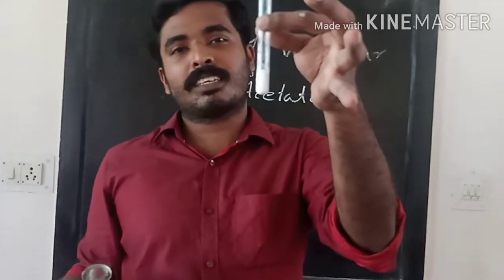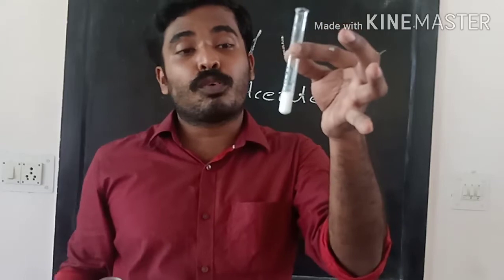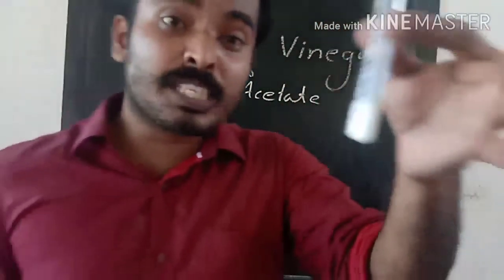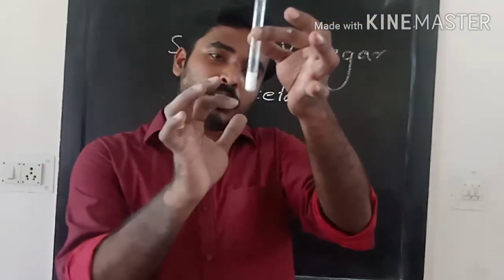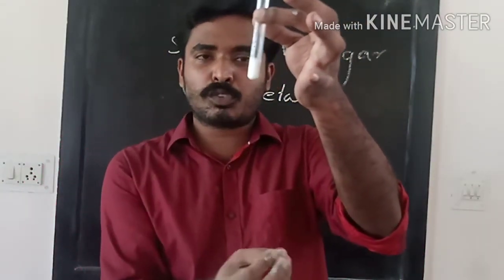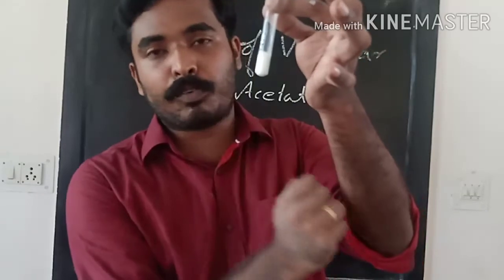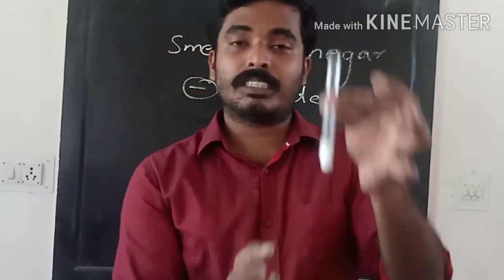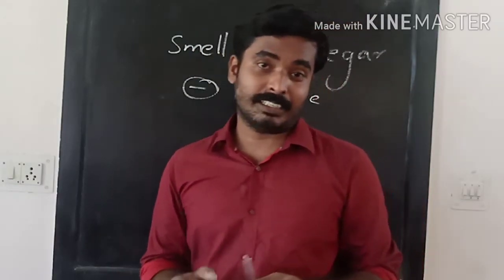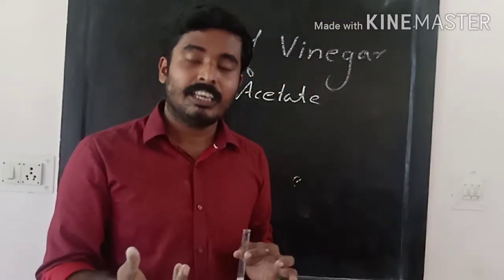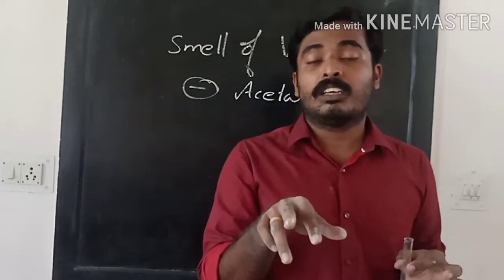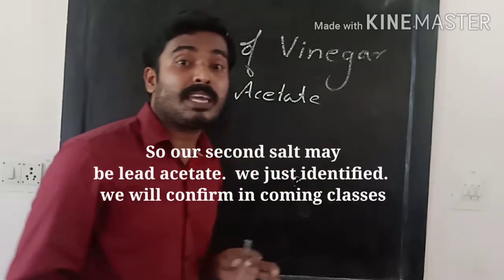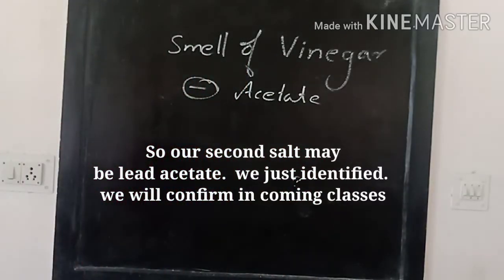What have you seen? Instead of brisk effervescence or bubbles, here we got a precipitate. Precipitate means white solid particles have been formed, and that will also settle down. This is the indication of lead. If we add dilute HCl and a white precipitate is obtained, that means the cation may be lead.